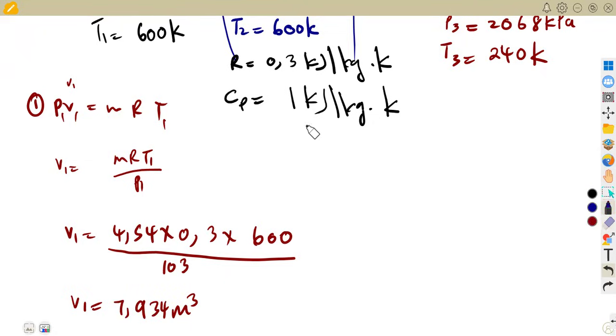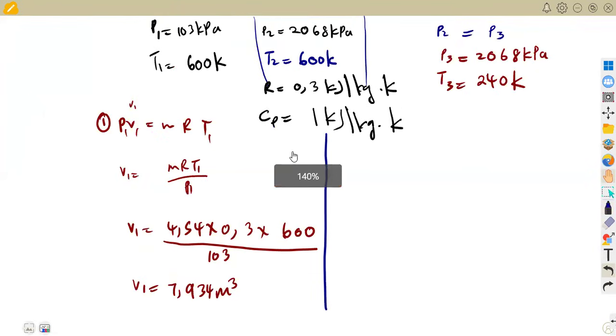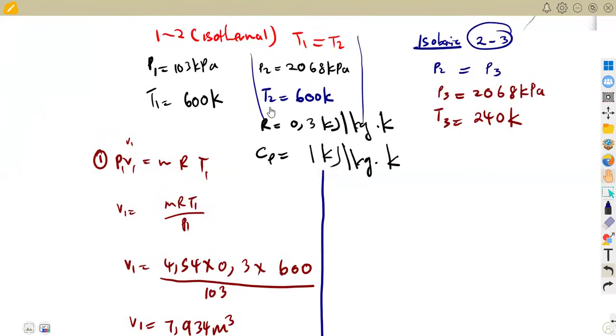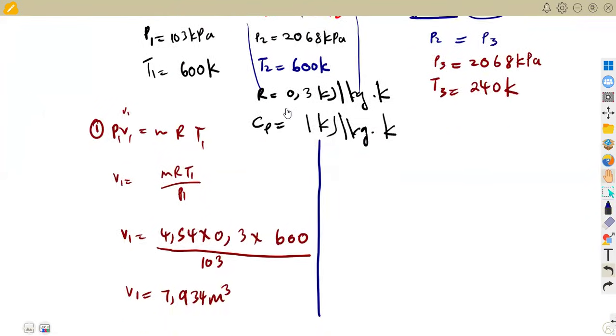With the same calculation, at the second stage I have the same consideration: P2, T2, the mass is the same, and R is there. So I can simply use that to find V2. V2 is simply going to be m R T2 over P2. It's just a continuation. The mass does not change, so the mass is fixed.